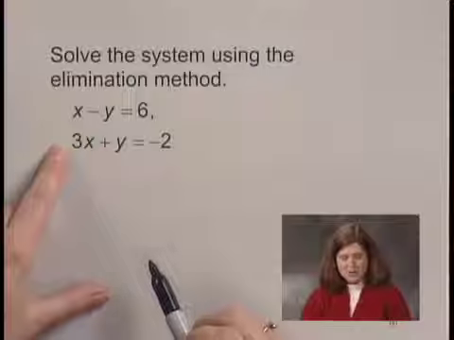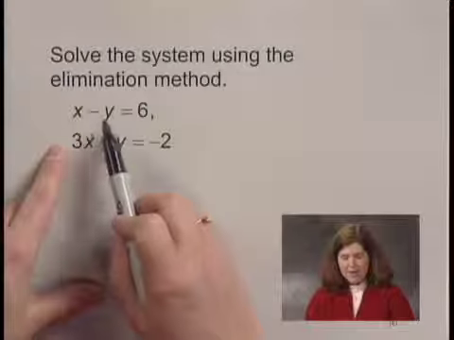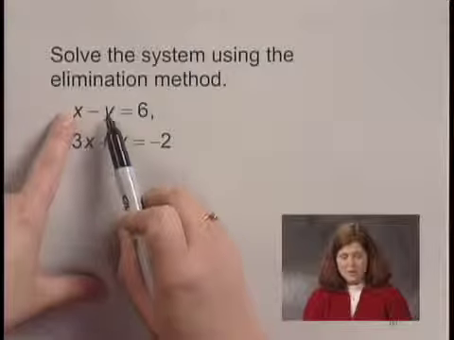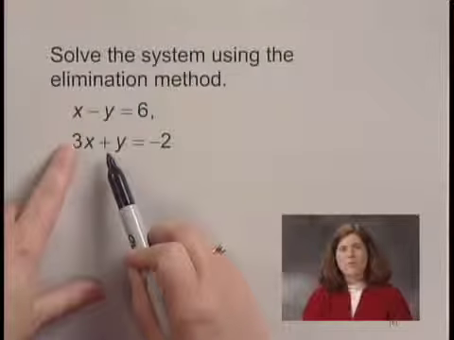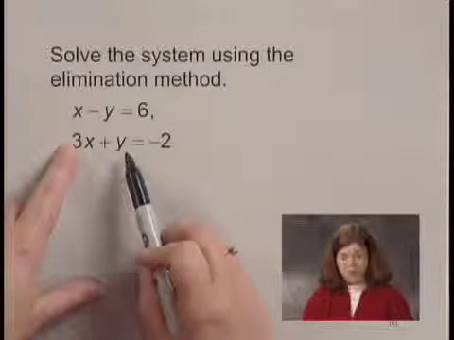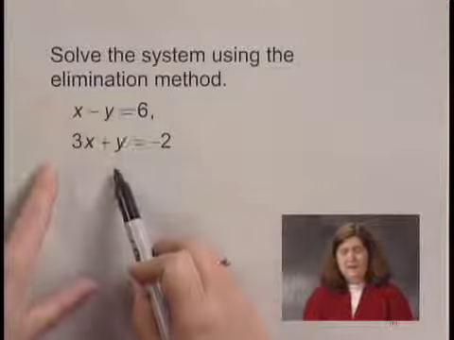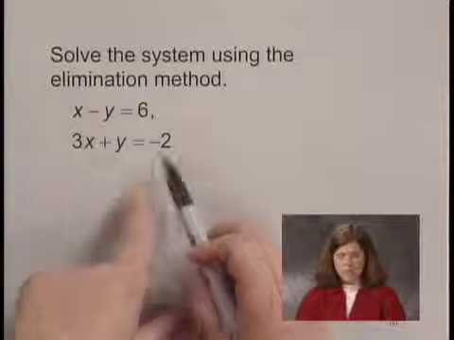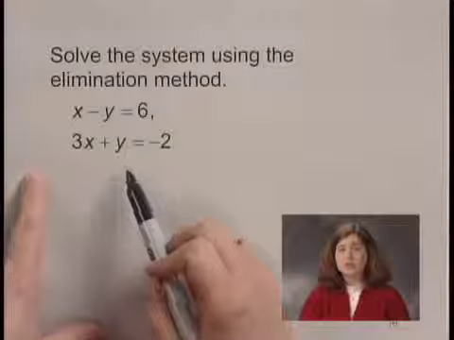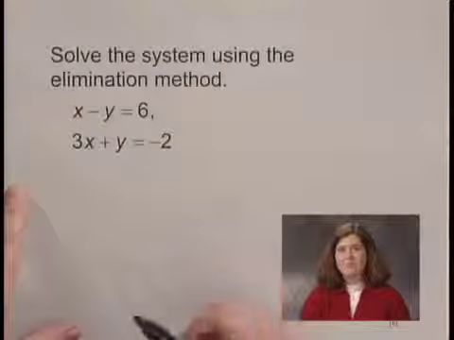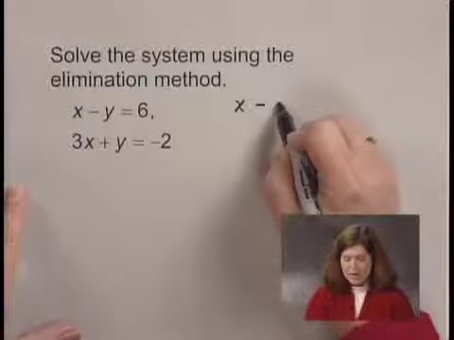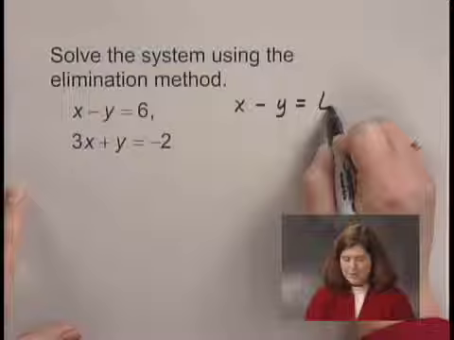Looking at these two equations, I notice that the coefficient of y in the first equation is negative 1. The coefficient of y in the second equation is positive 1. If I add the left sides and the right sides together, I will have 0 for the coefficient of y, which means I will have eliminated that variable. Let's add them together, and I'll line the variables up here.